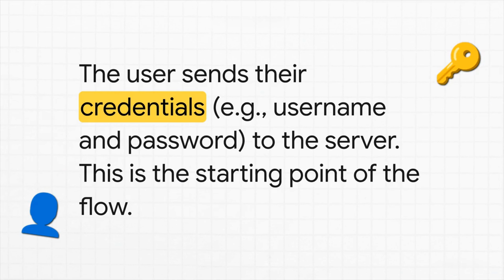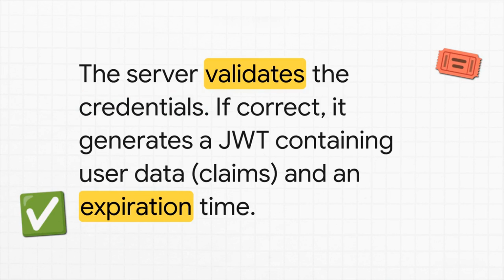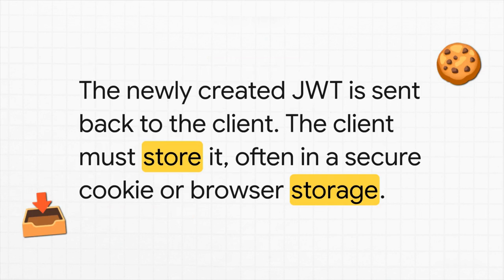Okay, step 1. No surprise here. It all kicks off at the login screen. You type in your username and password, you hit submit. This is the one and only time your actual secret credentials get sent over the wire. The server gets those credentials, checks them against its records, and if everything matches up, it says, okay, you're legit. Then it gets to work, generating that 3-part signed JWT we just talked about, packing your user ID and an expiration time right into the payload. Then the server sends this brand new token right back to your browser. Now it's the browser's job to catch that token and store it somewhere safe.